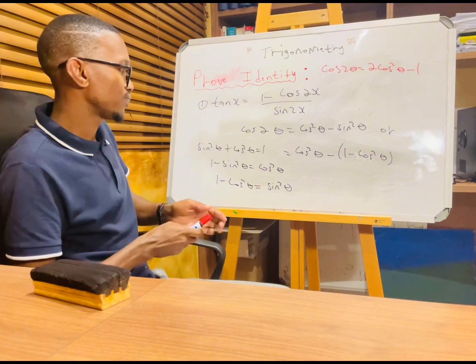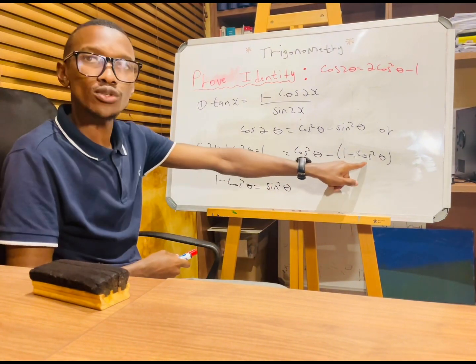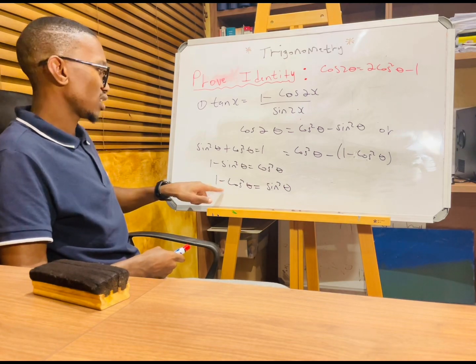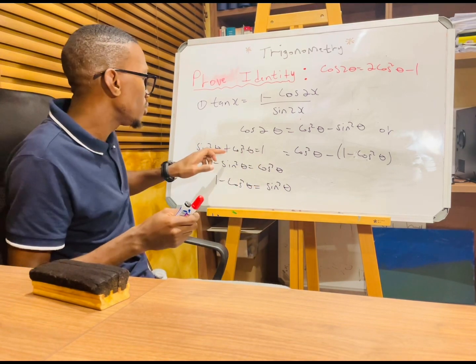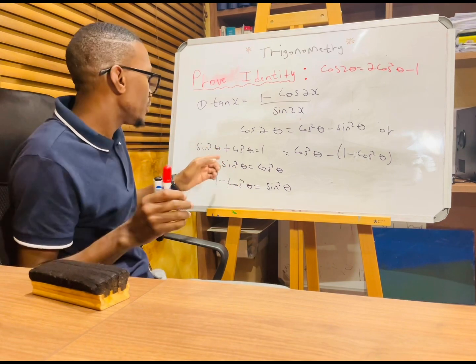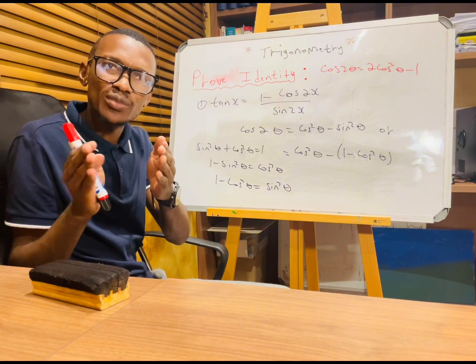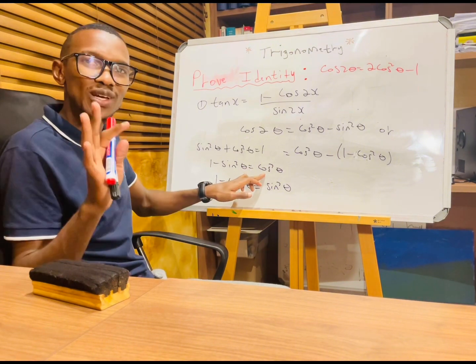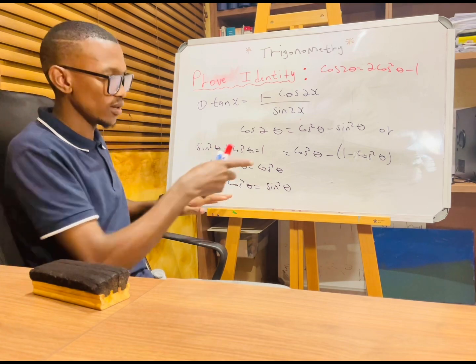Check what I've done. I have changed sine squared theta into 1 minus cos squared theta. This is the identity, coming from here all the way. As I've said to you, these two are in a relationship. If they don't want to be together anymore, they can give each other space. Cos wants to be alone. Sin wants to be alone. Now let's come back here.